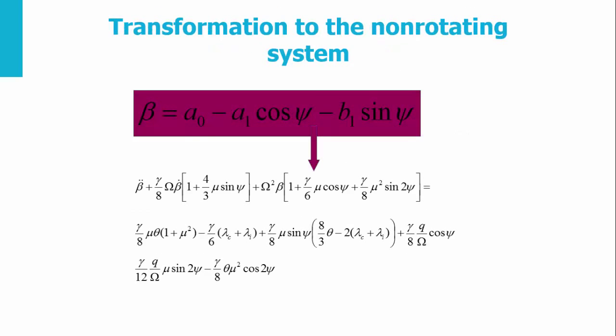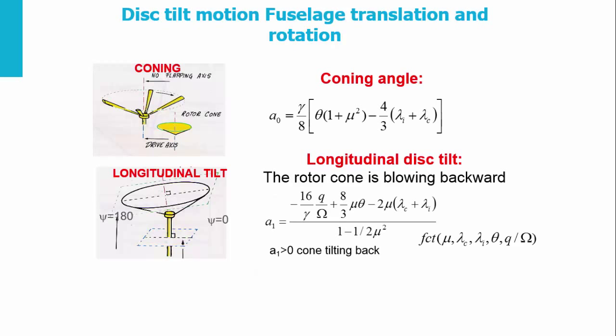Now, let's transform the motion from the rotating system to the non-rotating system, applying the first order Fourier coefficients into the equation of motion for forward flight and equalizing the free terms, the terms in cosine psi and the terms in sine psi. It will lead you to the following disk motion. The coning angle of the blades, you see, depends on the pitch angle, on the advance ratio, and on the perpendicular component of the velocities, induced velocity and perpendicular component of the velocity.